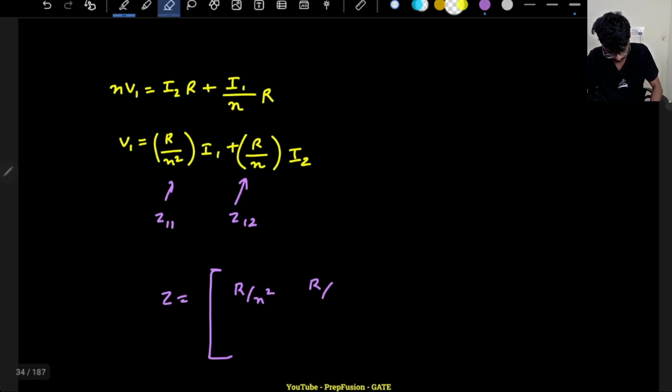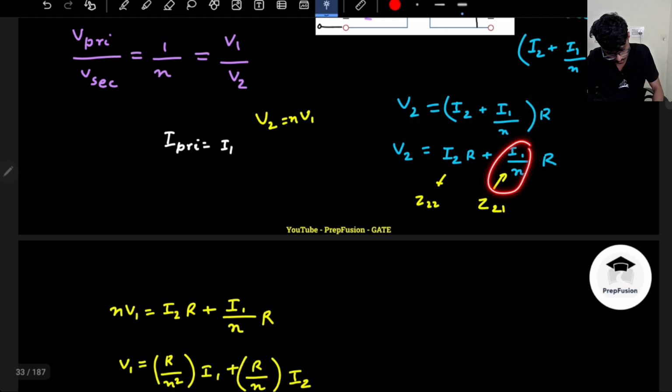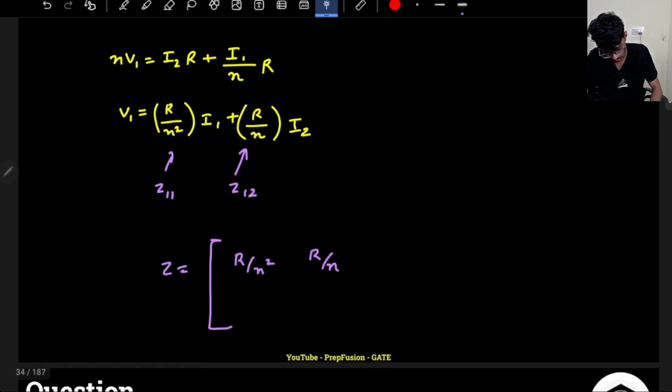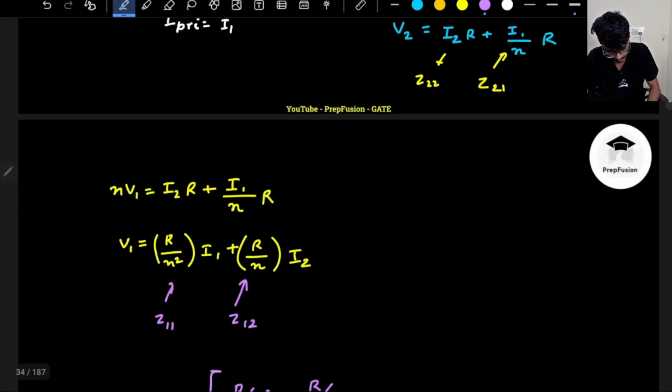Okay, and Z21 will be R by N again. Again it seems like it is a reciprocal network because Z12 and Z22 are same, and Z22 will be R.